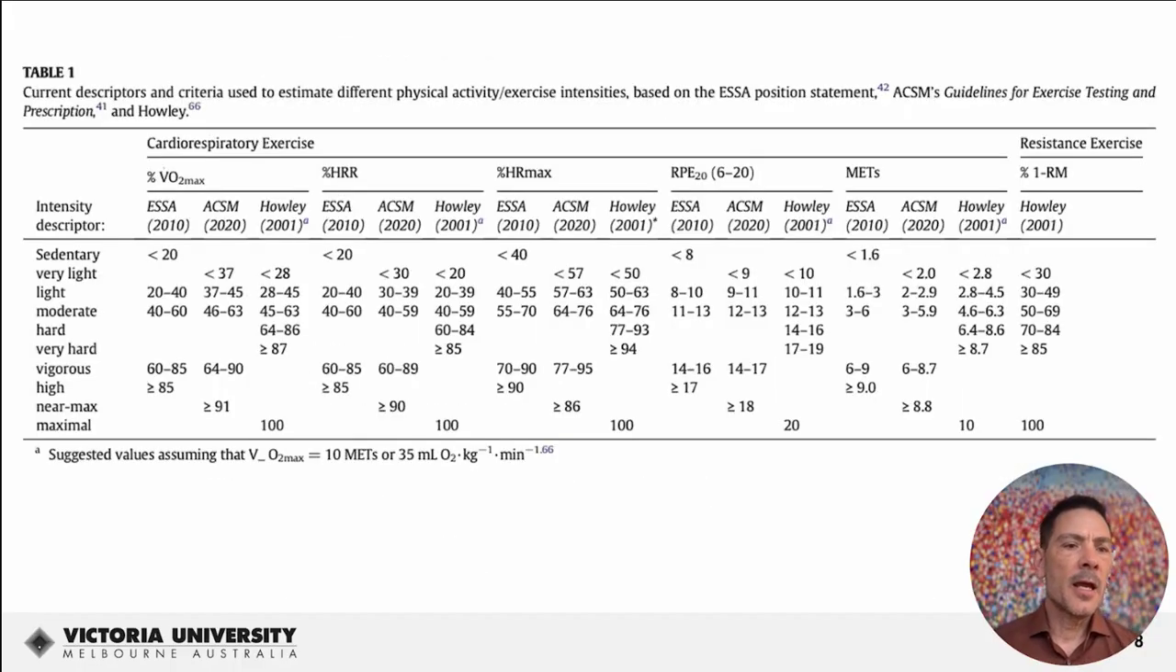And you can also see here what we tried to do, and this is another table from the publications, is put together the different intensity descriptors from some of the more well-known guidelines. You go from sedentary, very light, light, moderate, hard, very hard, vigorous, high, near max, and maximal. It was really hard to even line up the different recommendations because of the different intensity descriptors that we use. And these are the ACSM, and also in Australia, two of the most well-known exercise and sports science societies, but they still have very different terminology.